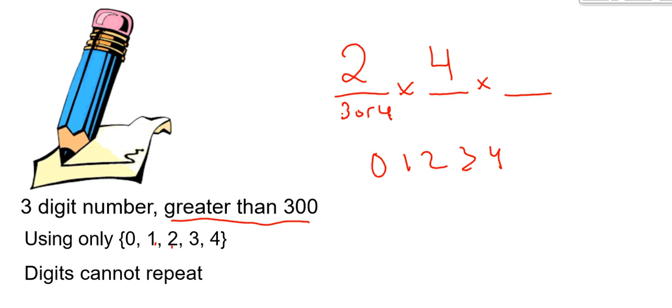So I now have 3 to choose from for that last digit. So in total, I have 2 choices, then I have 4 choices, then I have 3 choices. So 2 times 4 times 3 is 24. So there are 24 numbers that follow this rule.